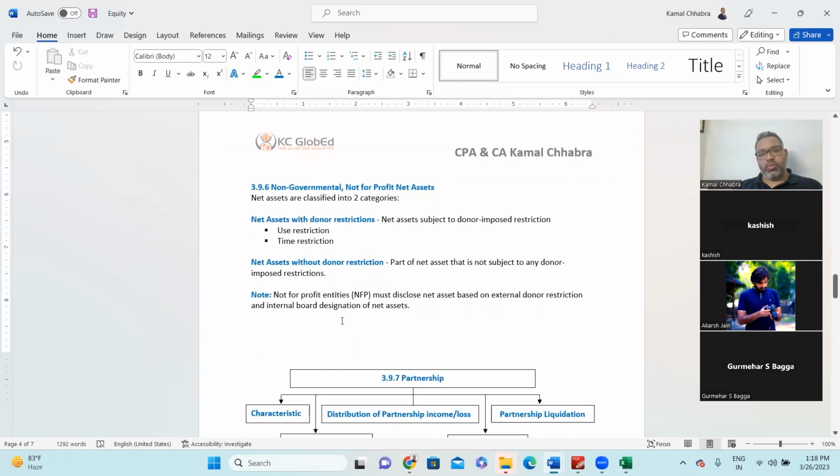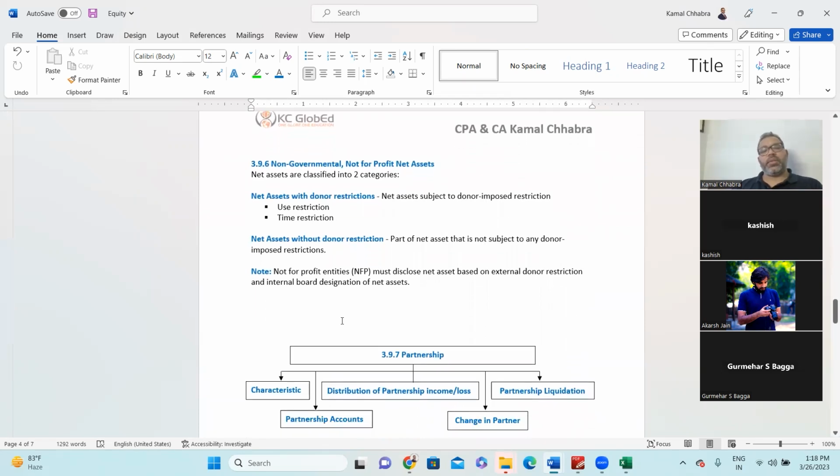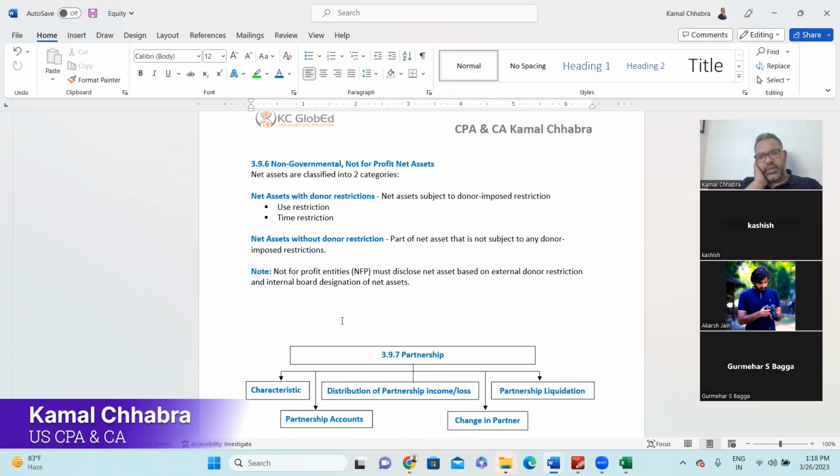Now coming to the last two topics. First one is non-governmental, not-for-profit net assets. So for non-governmental accounting, which is not-for-profit entities, instead of equity share, it is called a net asset position. So this we'll be discussing more in detail in the governmental accounting chapter, which is chapter 5, right?